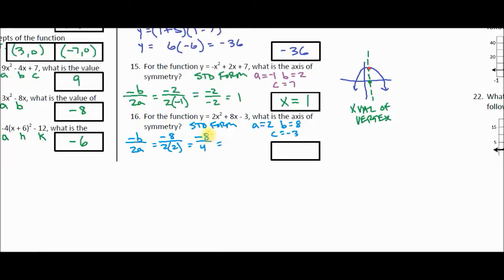In class, don't flip this around. Some of you will write this as negative 1/2. If you want to put this in your calculator, you put it in like this. The negative sign, 8 divided by 4. And that's going to give you a number, negative 2. That means our axis of symmetry is at x equals negative 2.